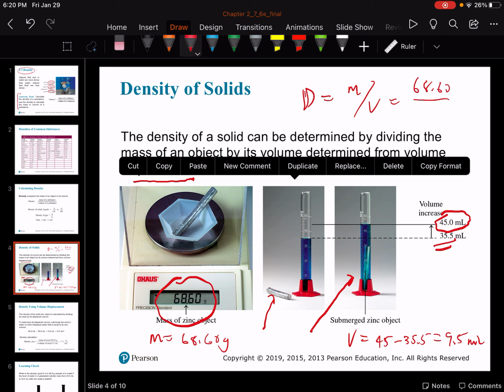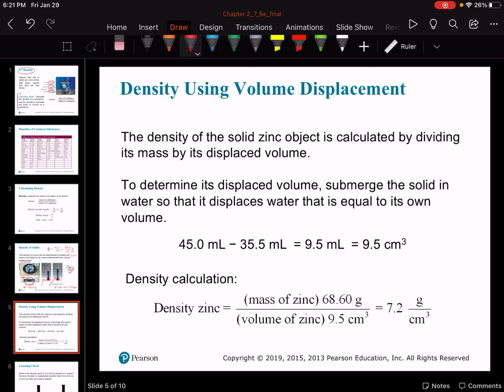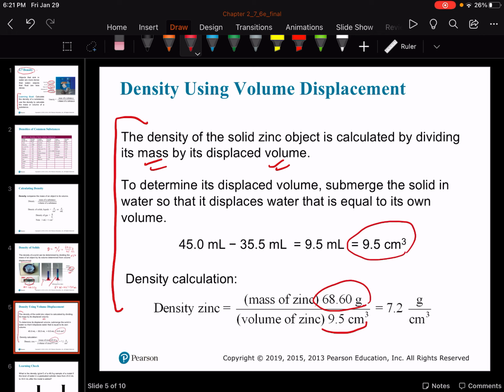68.6 divided by 9.5 grams per mil, and this is going to come out to about 7.2. Okay? So here's what I just said, but written out a little more carefully. The density of the solid zinc object is calculated by dividing the mass by its volume, right? So first of all, we figure out the volume, and we knew the mass from the balance, right? So we do those, and sure enough, that's what we get.